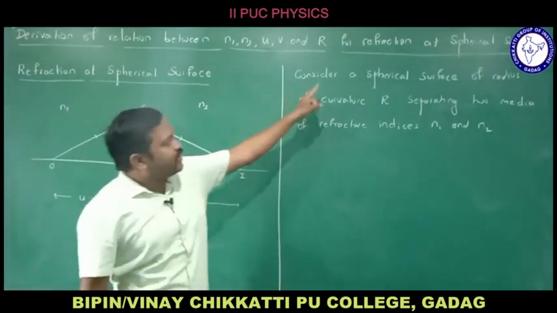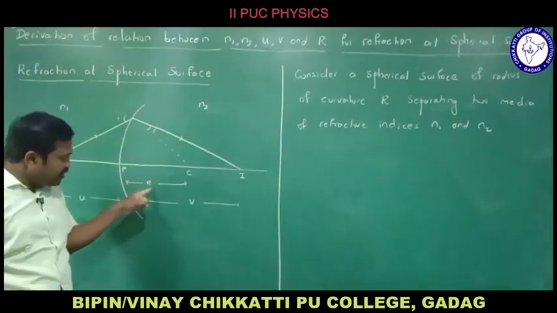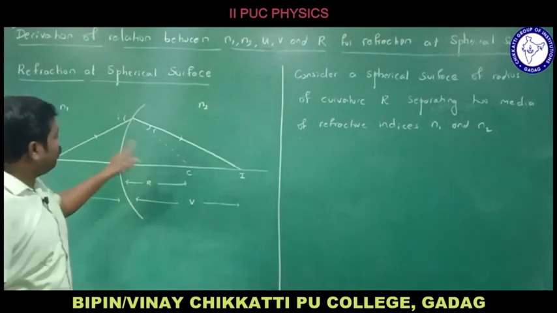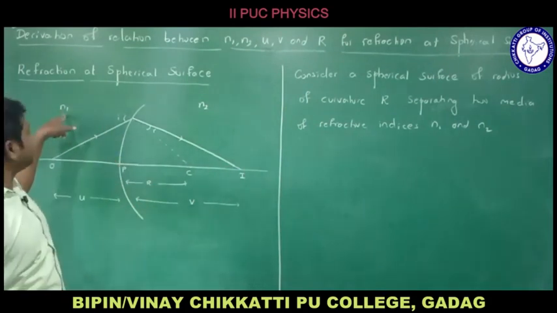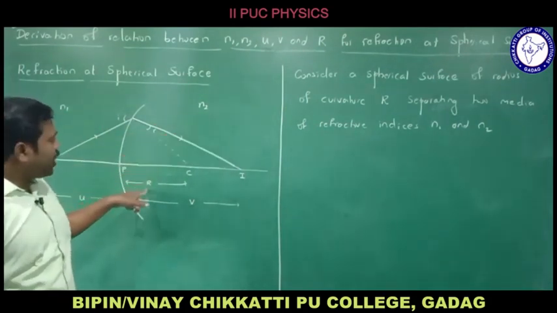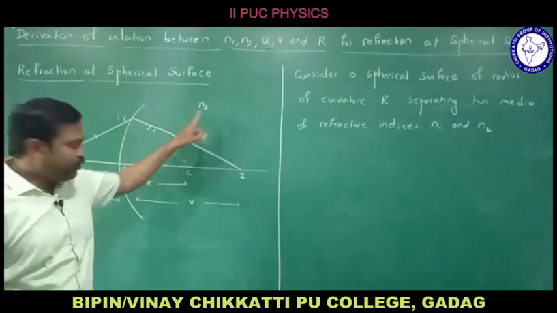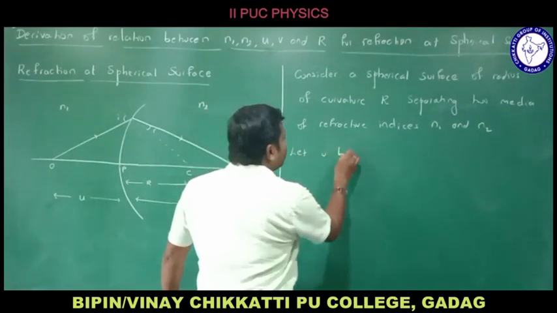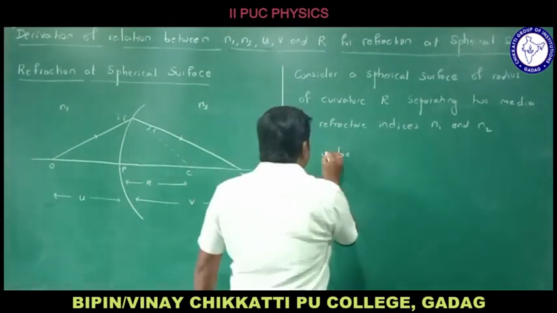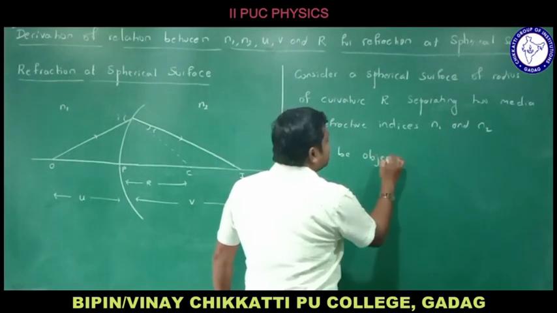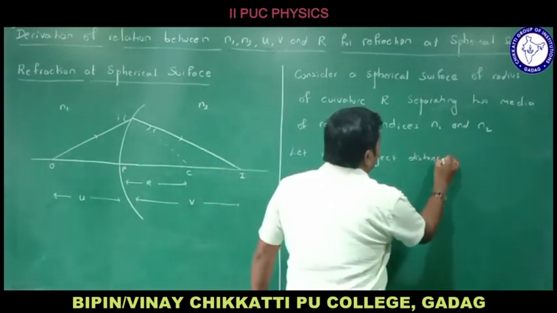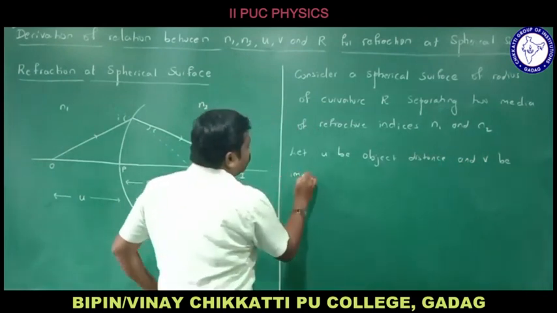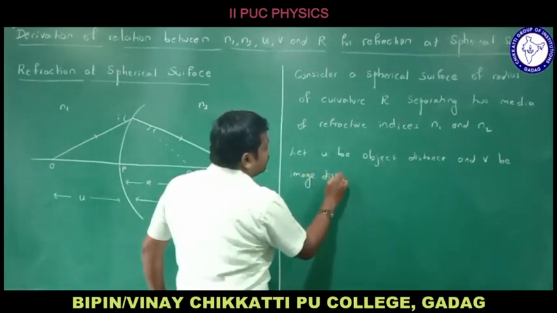Okay, let me write. Consider a spherical surface of radius of curvature R which separates two media of refractive indices N1 and N2. I told about R, I told about N1 and I told about N2. Let me speak about U and V now here. Let U be, what is that U now here? Let U be object distance and V be, what is that V now here? That is what we say now here, image distance, right?